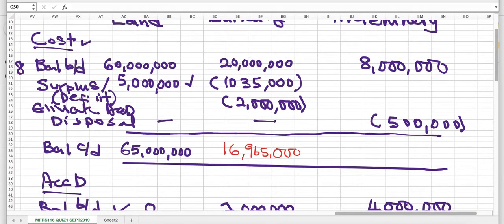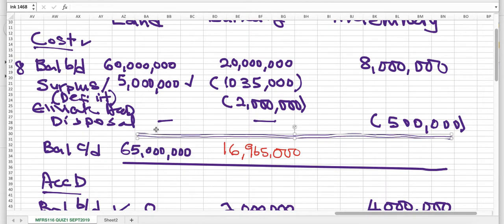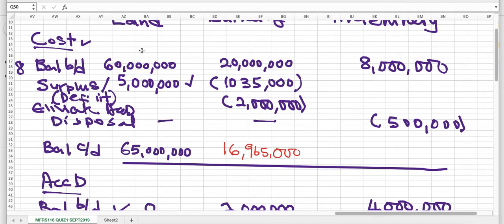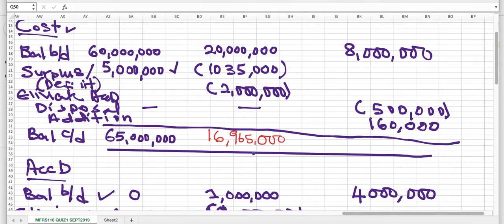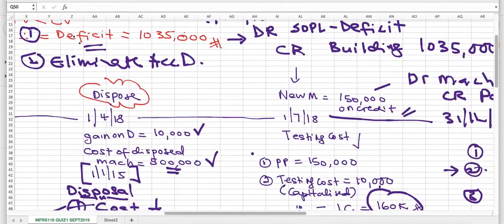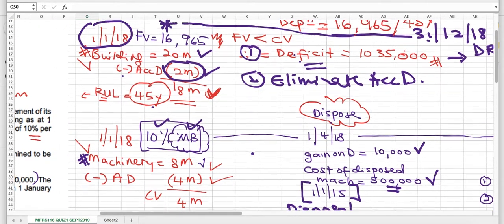Oh, ada tak muat dah. Padam sikit. Okay, saya tambah sini addition. Ataupun nak tulis payable ke pun tak apa. So this one is 160,000. Okay. So you get balance CD kat sini. Tak habis lagi. Remember PPE, you have to depreciate, do not forget.